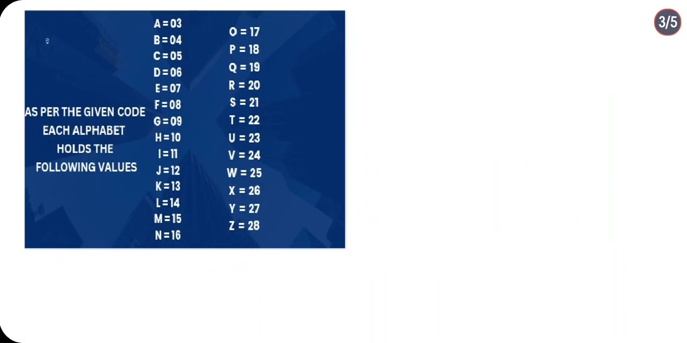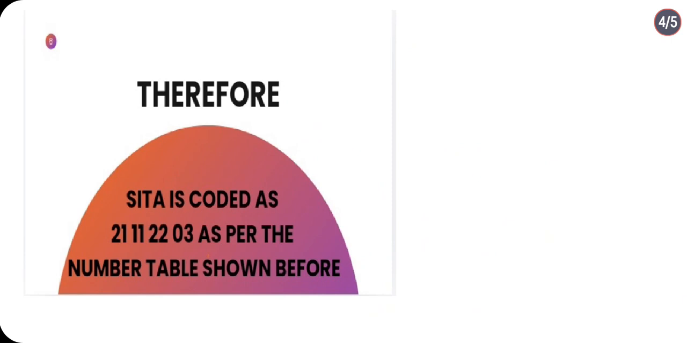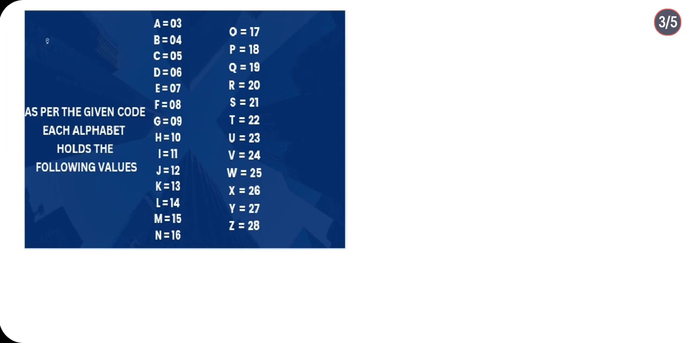Just look at this table where S stands for 21, then I stands for 11, then T stands for 22, and A stands for 03. Sita is coded as 21, 11, 22, 03 as per the number table shown over here, right?